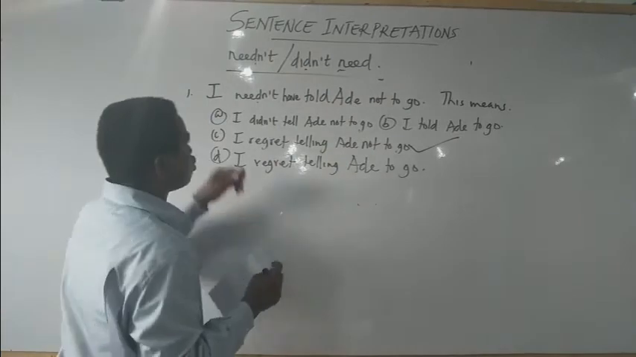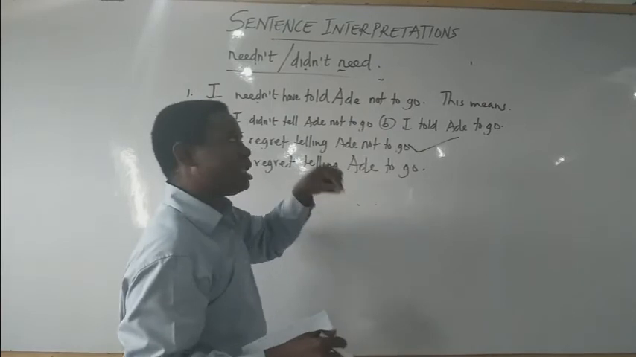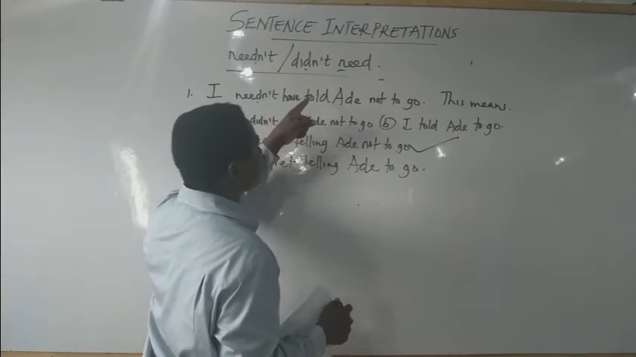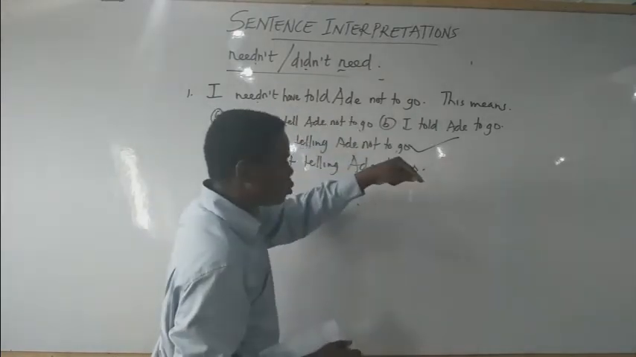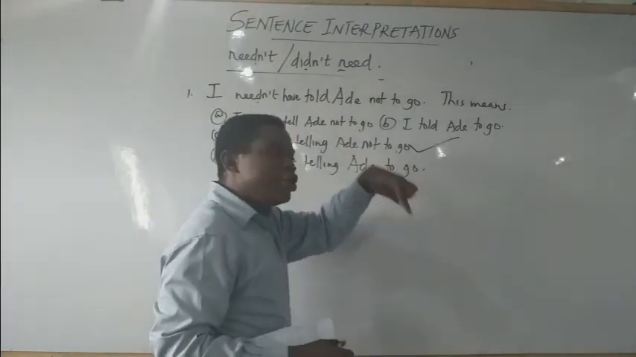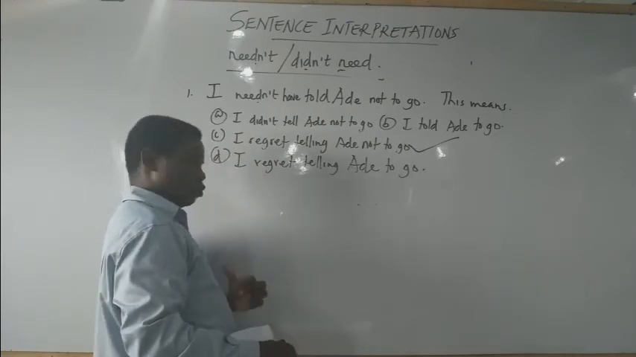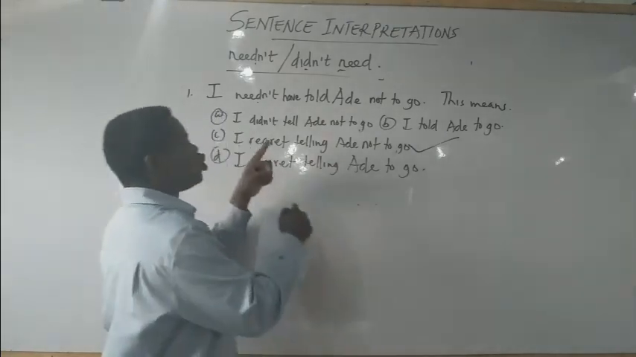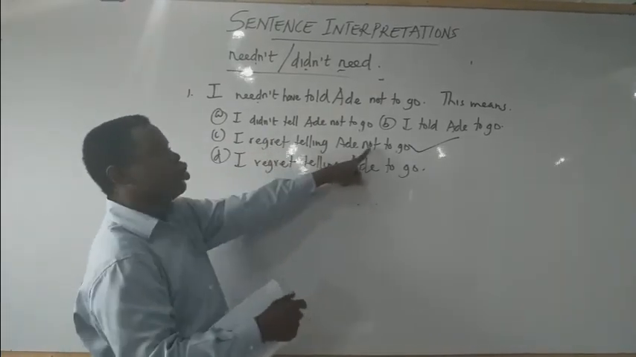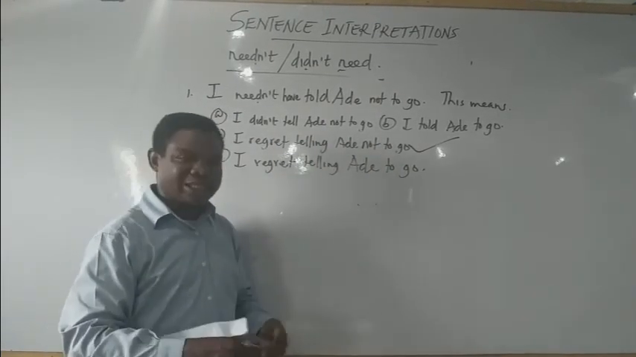One more time. "I needn't have told Ade not to go" will be interpreted in this way. It means it is not necessary to tell Ade not to go, but then I told him not to go. Therefore, I am regretting my action for telling Ade not to go. That is the interpretation of this sentence.